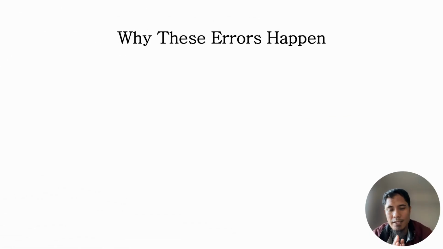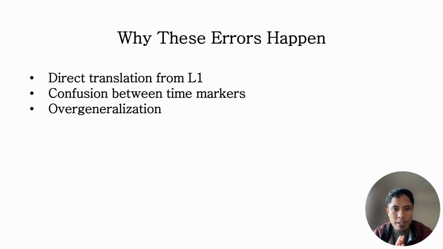Let's take a look. Let's explore why these errors happen. So, most tense errors are systematic, you know. In other words, they show a pattern in how someone currently understands English. That's why we call them errors, not just mistakes. Okay, because of direct translation from first language or L1, confusion between time markers as we discussed previously, and overgeneralization.